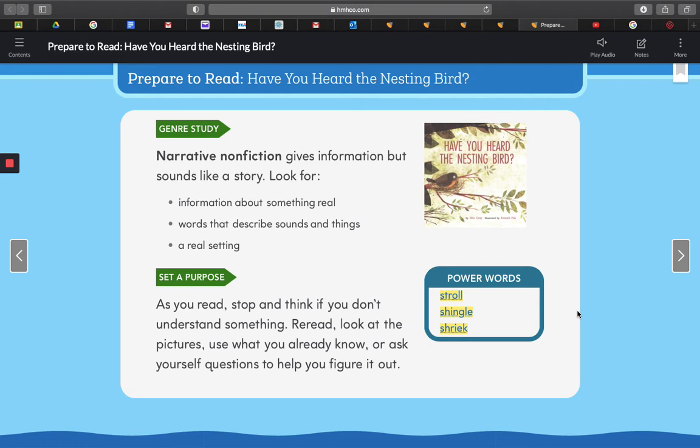Now remember, monitor and clarify. So as we're reading, you're going to stop and think if you don't understand something. Go back and reread it. Look at your pictures. Use what you already know. And then ask yourself questions to try to help figure it out.